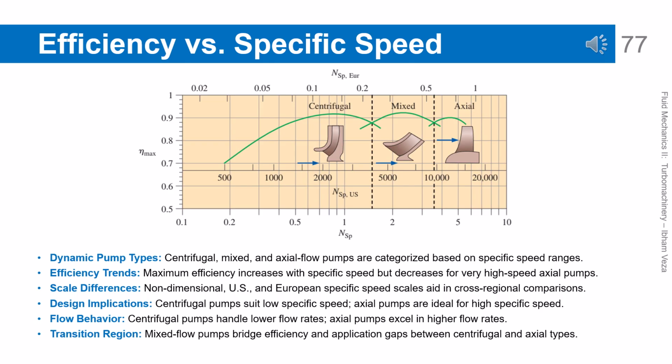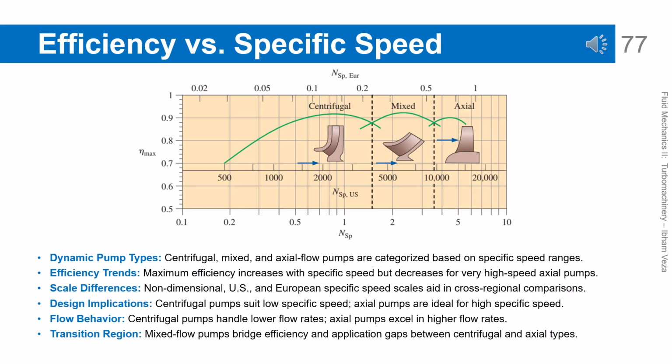Efficiency versus specific speed. Dynamic pump types, such as centrifugal, mixed flow, and axial flow, can be classified based on their specific speed ranges. In general, the maximum efficiency increases with specific speed up to a certain point, then decreases for very high-speed axial pumps.